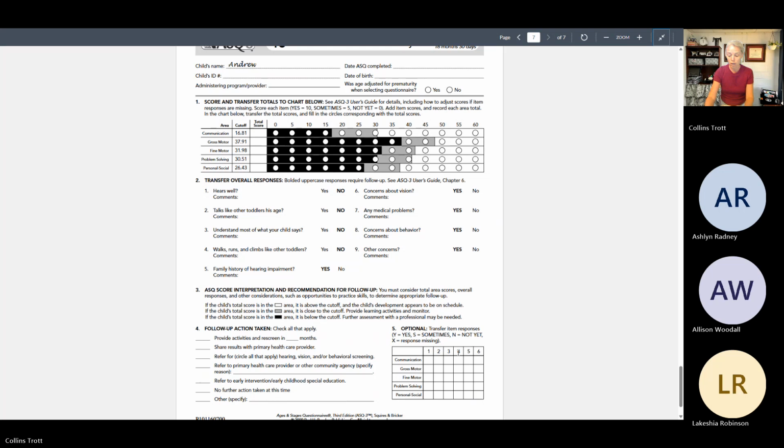So one was yes, so I'm just putting a Y. Communication 2 was sometimes, so I'm putting an S. Communication 3 was yes. Communication 4 was sometimes. Communication 5 was zero. Was not yet. So N. And number 6 was N. So across this row, it would say Y, S, Y, S, N, N.